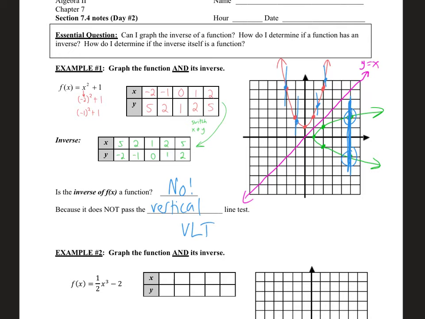So that's how you determine whether a graph is a function: you take a vertical line anywhere on the graph, and it should only cross the graph once. If it does not, it is not a function. If it does, it is a function.